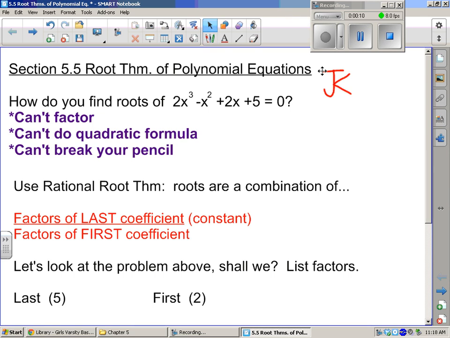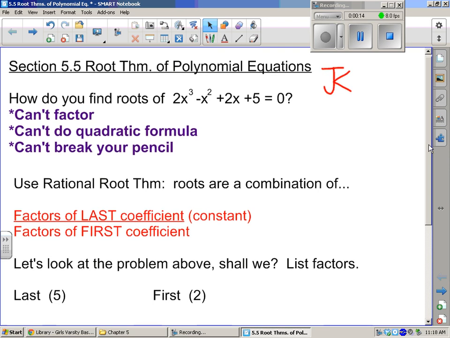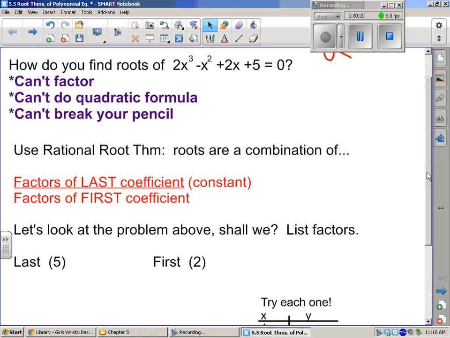So, section 5.5, root theorem of polynomial equations. All right, how do you find the roots when it's a cubic function here? You can't factor, you can't use the quadratic formula, and you can't break your pencil because you don't know what to do. So what we have is called the rational root theorem. Rational, the first 5 letters, remember, spell ratio. That means there are going to be some fractions involved.